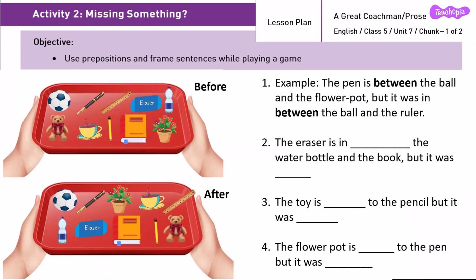For example, you can say the pen is in between the ball and the flower pot, but it was in between the ball and the ruler earlier. So similarly, you can do the other sentences. The eraser is in. Would teachers like to give us a few answers about where they think the position of the eraser is? You can put down your responses in the chat box.